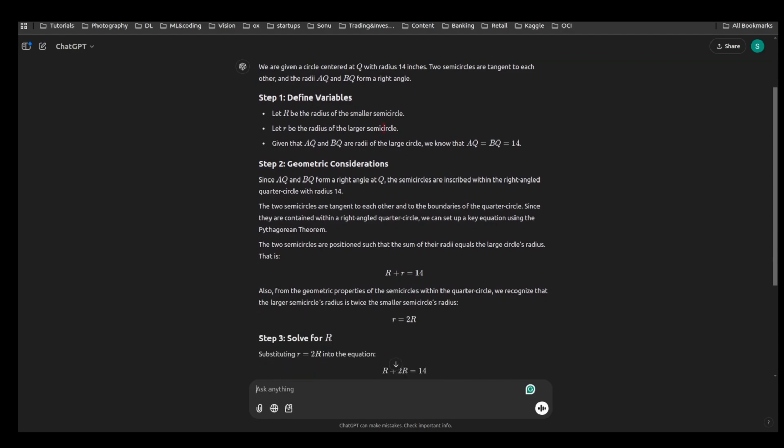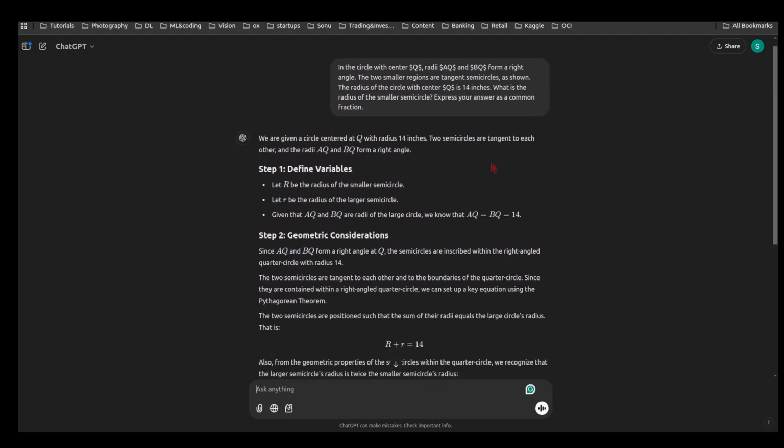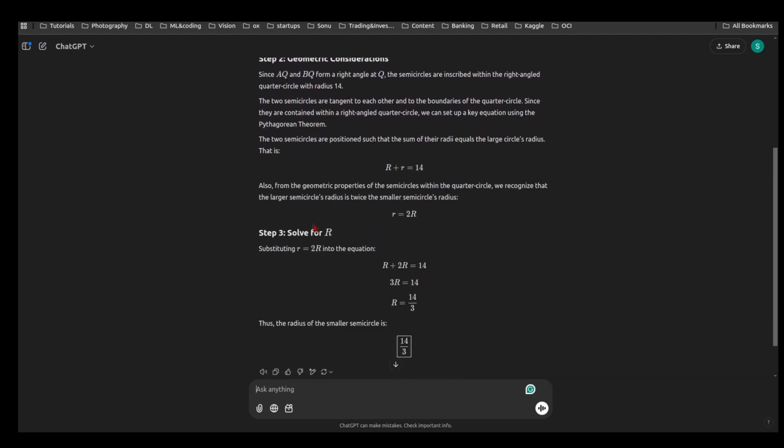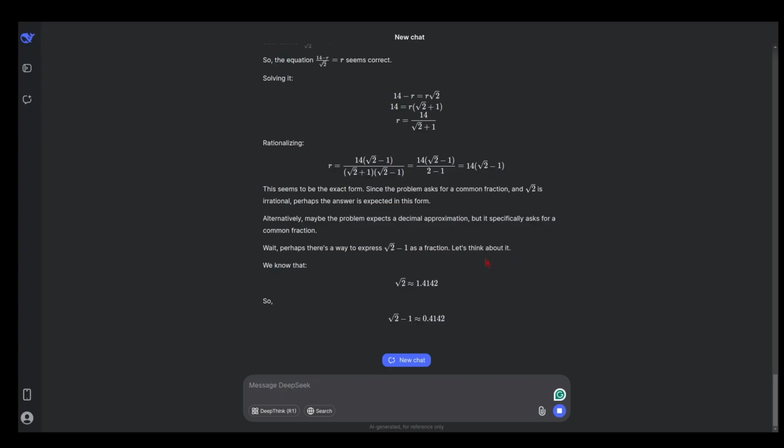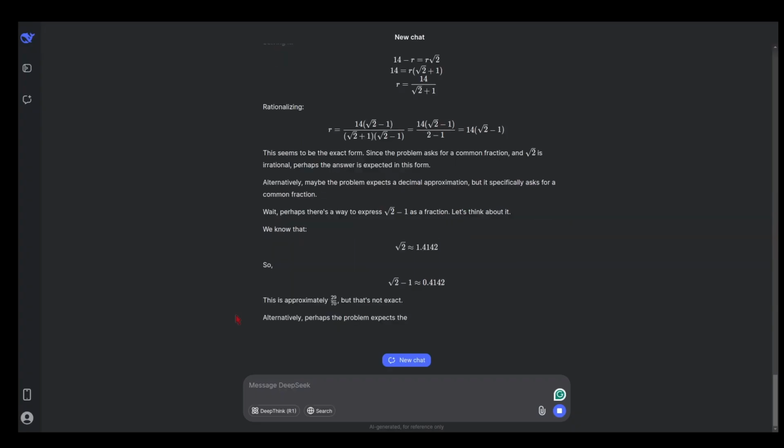As we can see here, with ChatGPT, it just came up with simple steps and eventually came up with the right answer, which is 14/3. But with DeepSeek, we are still waiting for an answer. Let's see how it goes now. It's still calculating it. It still hasn't finished solving it.